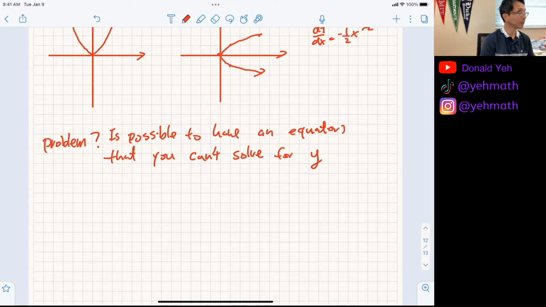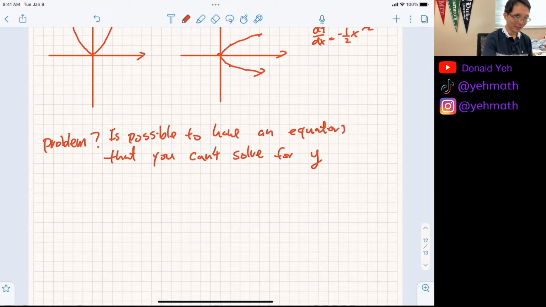If the numerator or denominator is. That's not what I'm asking. I want you to come up with an equation where I cannot get y by itself. It's an open-ended question. There's an infinite amount of answers. You just have to come up with an example.